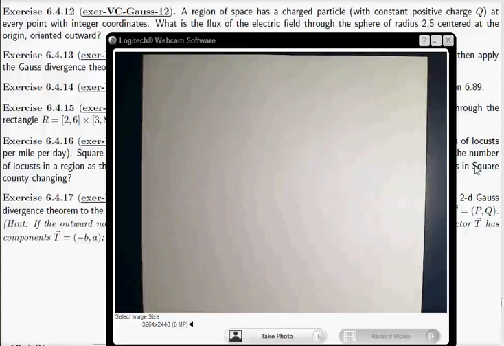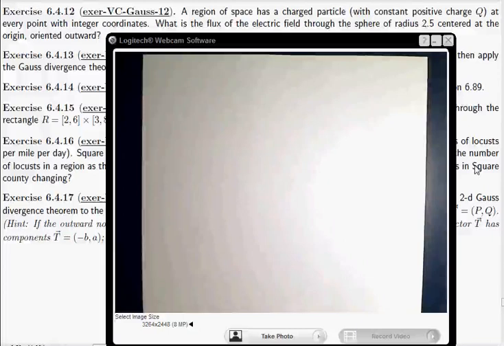Okay, so for Gauss 12, this problem is going to be an immediate application of this theorem that we have that says the electric flux through a boundary surface is directly proportional to the amount of charge on the inside. So most of this problem is a matter of just computing how much total charge there is on the inside of this sphere. Now the sphere has radius 2.5, and the charged particles are kind of distributed throughout space, but just at the integer coordinate points.